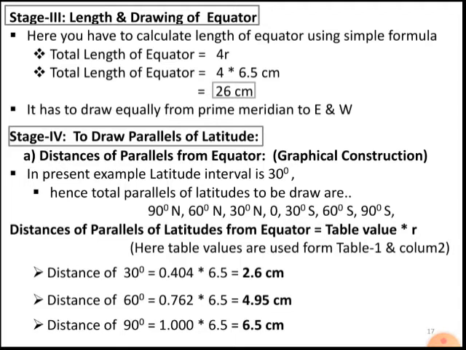In the second stage, you also have to find the length of the equator. That we know, it's very simple. The length of the equator, or the total length of the equator, is equal to 4r. So 4 multiplied by 6.5, because 6.5 is the small r, the radius of the circle. So we got 26 centimeter. That 26 centimeter is the total length of the equator.